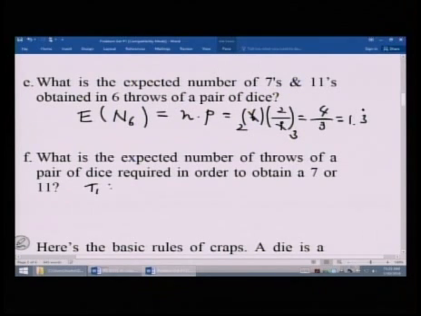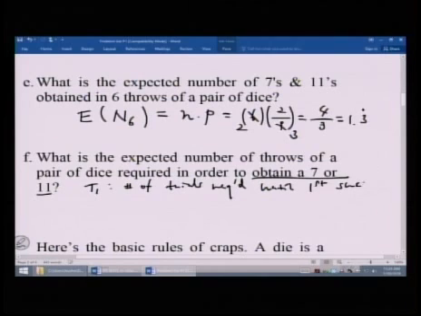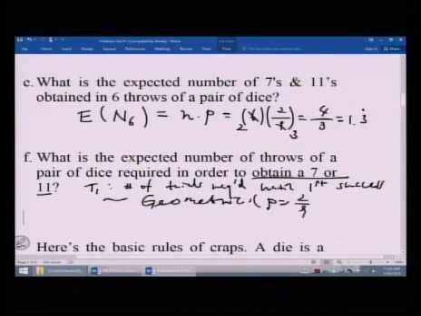What is that? The number of throws of dice required to get the first success, right? So it's the number of trials required until you obtain the first 7 or 11, until the first success, right? And of course, T sub 1 follows a geometric distribution. Is that right? With, again, parameter p the same as 2/9, right? We got this earlier.